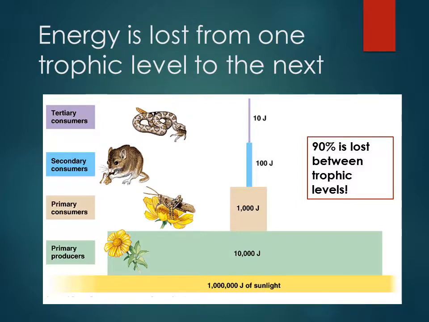So let's take a look at this graph and this figure. Here we see that there are 1 million joules, again, a measurement of energy, that enters the system. But only 10,000 of those 1 million joules are taken in by the plant. And then only 1,000 joules are taken in by the grasshopper from eating that plant, and so on and so forth. Therefore, one thing that we find is that there are more primary producers in the world than there are, say, carnivores, things that are maybe tertiary consumers. Interesting fact, huh?